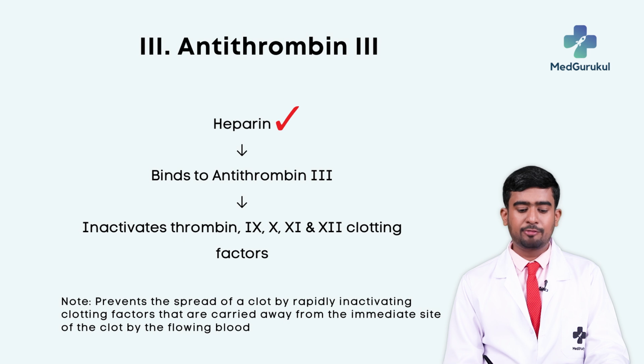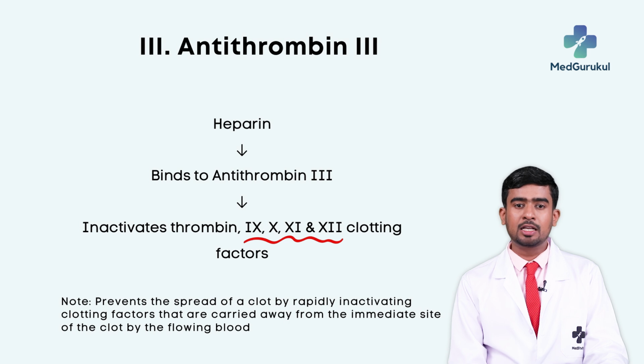So, heparin after binding to antithrombin 3 will inhibit or inactivate these factors. They are thrombin, factor 11, 12, 10 as well as 9. So, these are the 5 factors which are inhibited by the heparin antithrombin 3 complex when they are bound to each other. So, as I told, it will prevent the spread of coagulation to the nearby sites, because the need of coagulation is only at the site of injury.